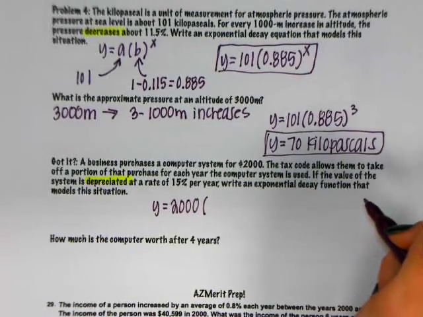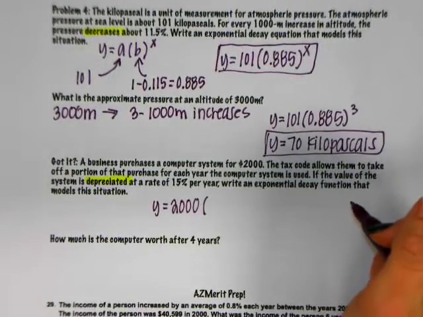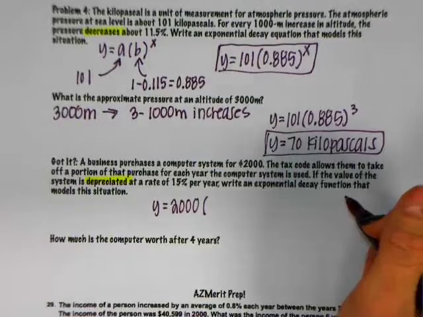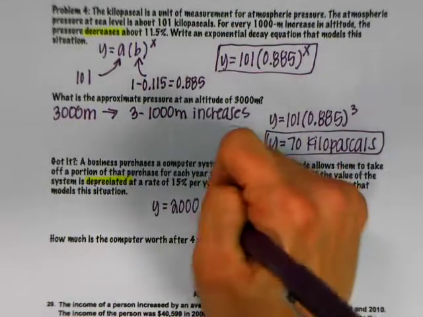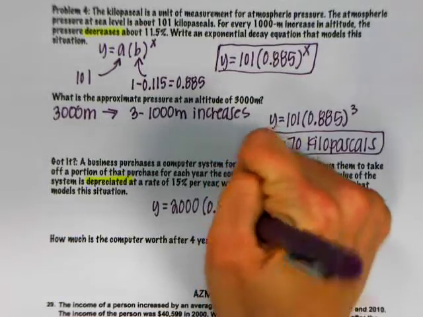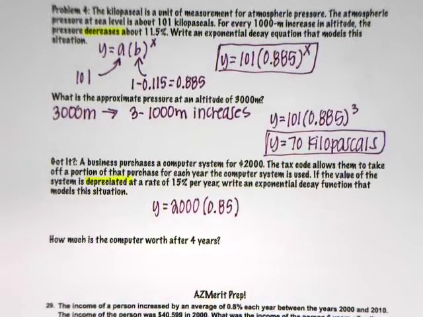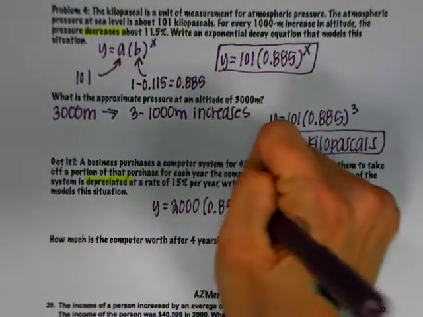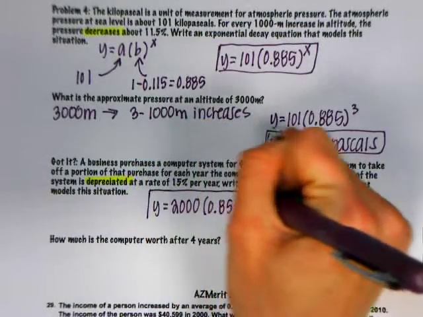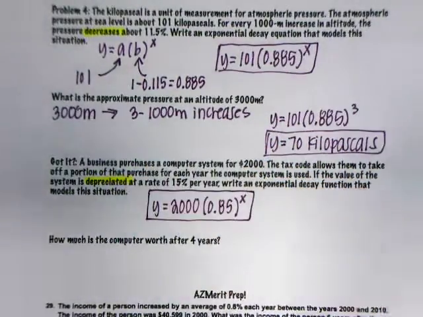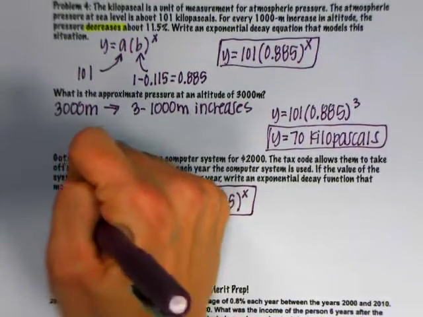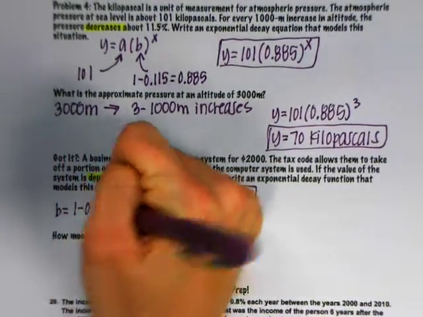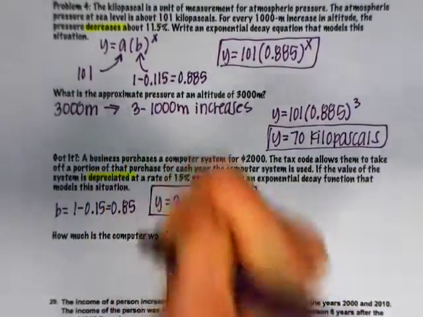And then it's depreciating at a rate of 15%. So what's my decay factor going to be? You have 0.85. Because you have to do 1 minus the 0.15, right? To the x power. So I'll do like b equals 1 minus 0.15 equals 0.85. As a little note.